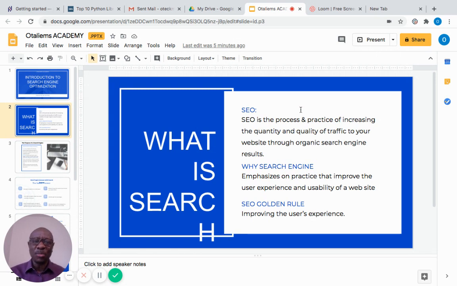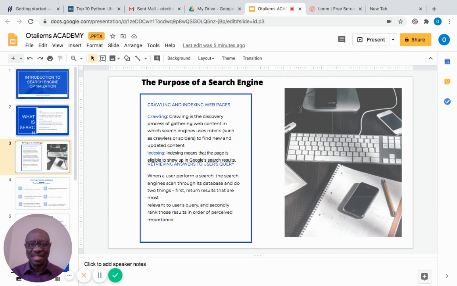So I'm going to move to the next slide, and that is the purpose of a search engine. Like I said, remember, the search engine is a robot. It's a set of algorithms. So now, what is the purpose of the search engine? Before we start talking about optimizing your site, making your site Google friendly or search engine friendly, we want to understand the purpose of search engine.